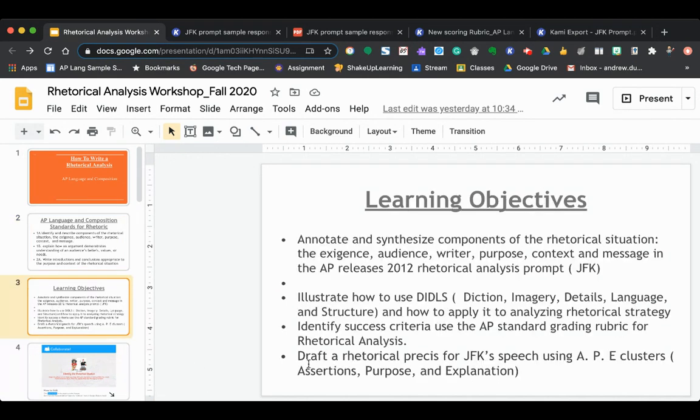So, our learning objectives: annotate and synthesize components of the rhetorical situation, the exigence, audience, writer, purpose, context, and message in a 2012 released AP prompt. Illustrate how to use diction, imagery, details, and language and structure, and how to apply it to rhetorical strategy. Identify success criteria, using the AP standard grading rubric for rhetorical analysis. And then we are going to draft a rhetorical thesis for the JFK speech using assertions, purposes, and explanation.